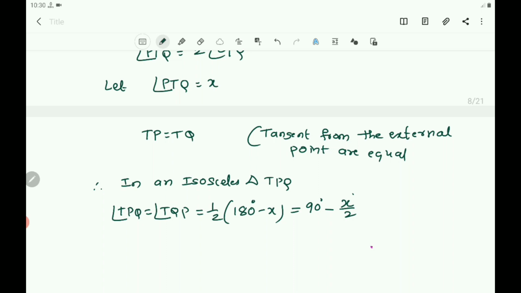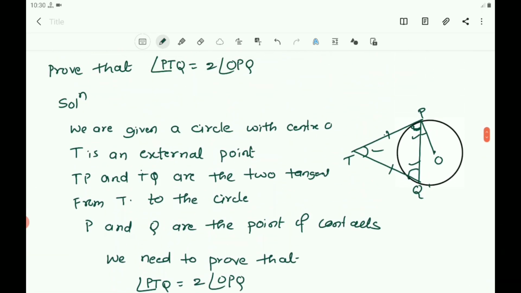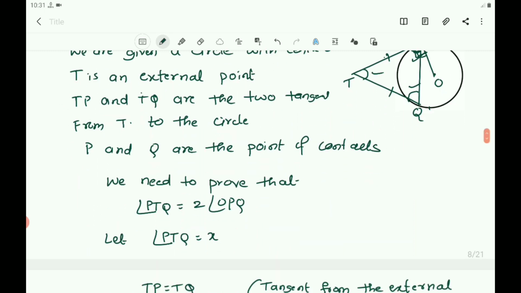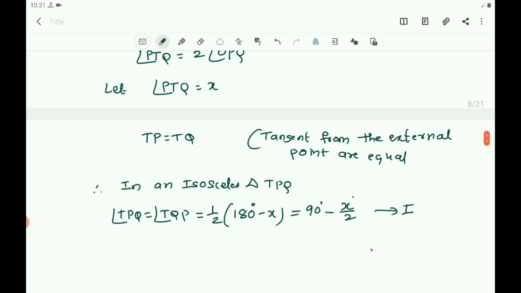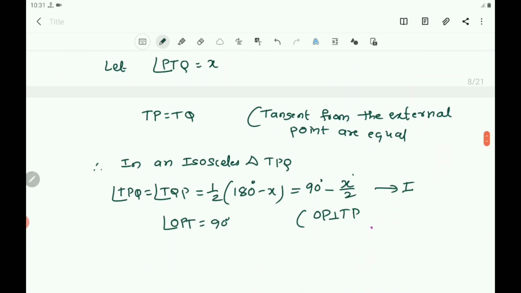Now, consider this as the first, and you know the measurement of angle OPT. This angle OPT is 90 degrees. Why is it 90 degrees? Here OP is a radius at the point of contact of the tangent TP, and OP must be perpendicular to TP. So angle OPT equals 90 degrees. That is the previous theorem that you have learnt: the radius at the point of contact is perpendicular to the tangent.